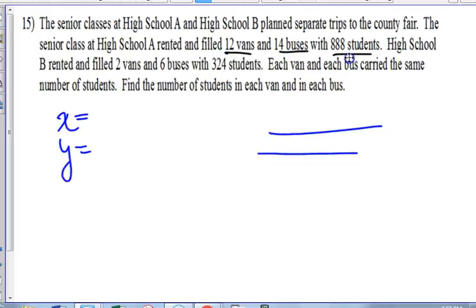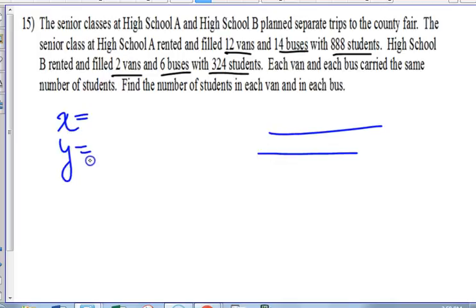Does that sound like an equation? Mm-hmm. High School B rented and filled 2 vans and 6 buses with 324 students. Each van holds the same number of people, and each bus carries the same number of people. Find the number of students in each van and in each bus.